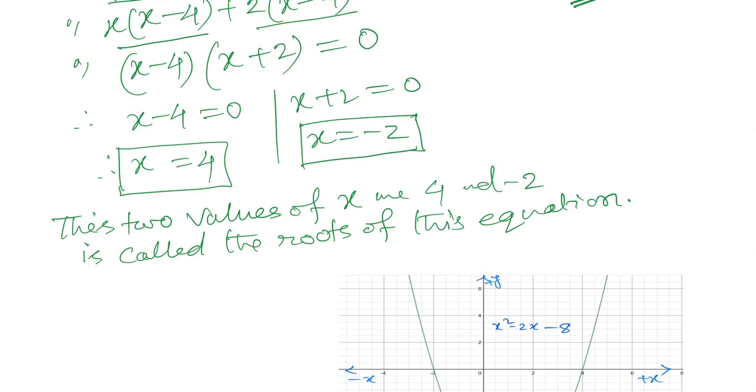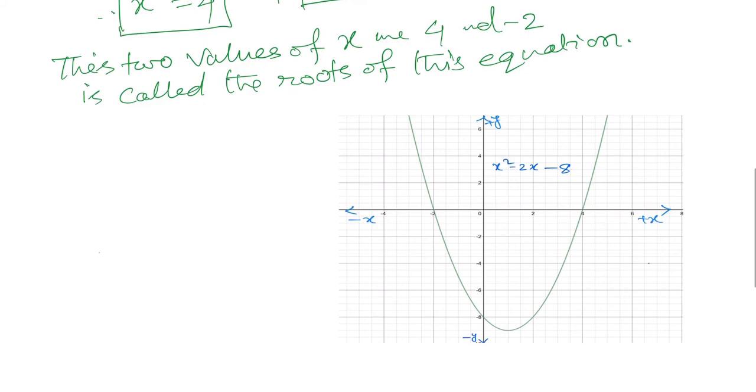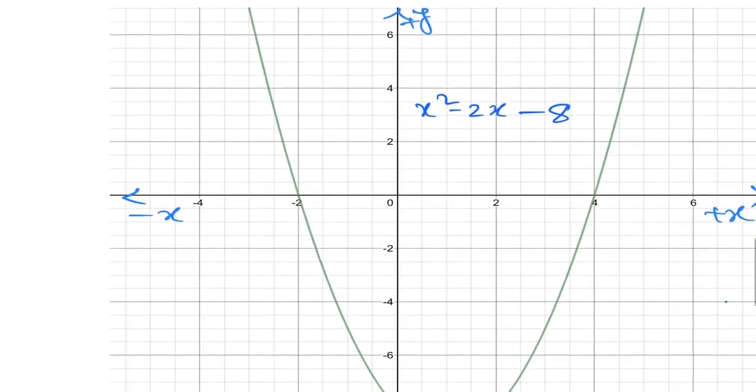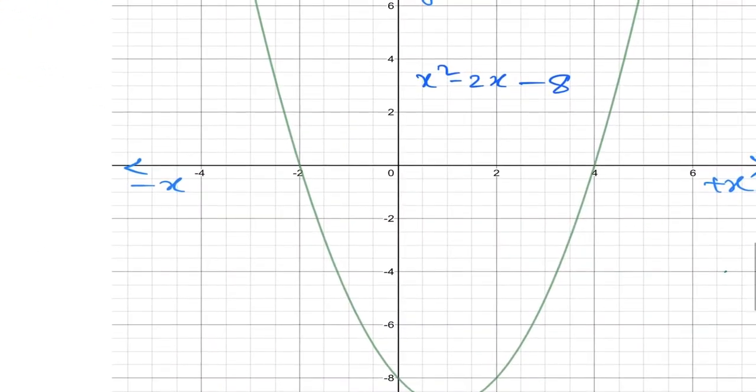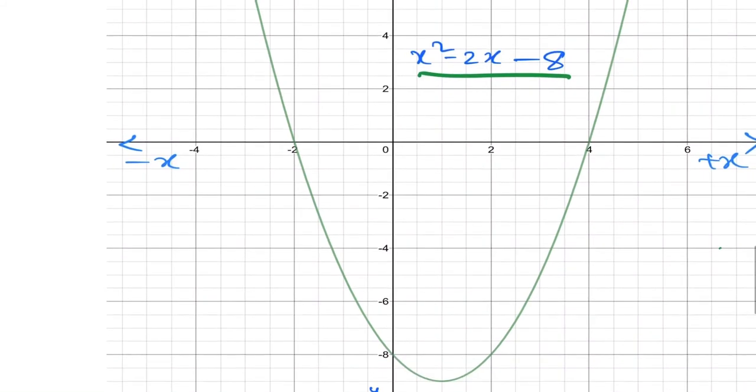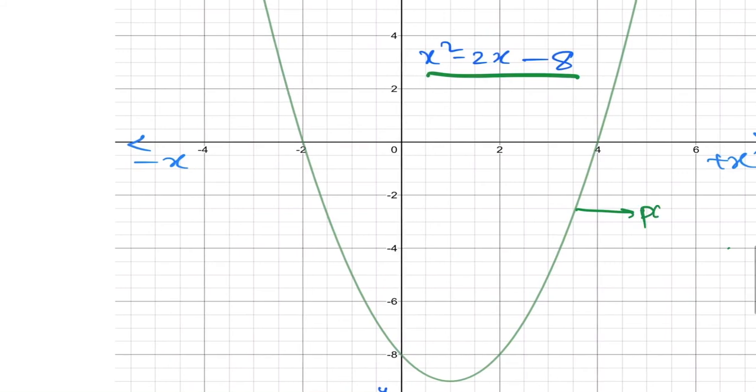You will understand better here. This is the quadratic equation. When you plot any quadratic equation on graph paper, you see this parabolic nature. This green curve is the parabolic curve, a parabola. So this is the parabolic nature when you plot any quadratic equation.